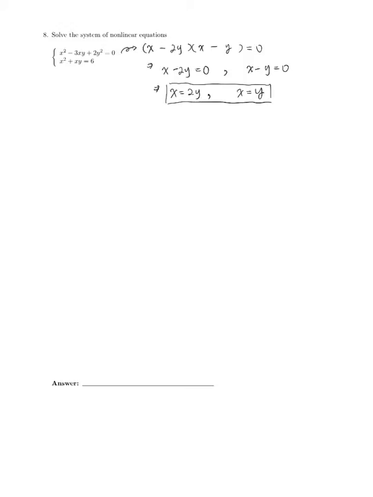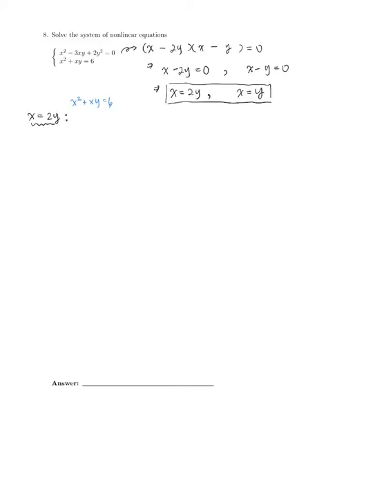All right, so now when x equals 2y, let's take care of that one. What I'm going to do is plug this into the second equation, which is x squared plus xy equals 6. So let me write it a little bit above. I'm going to use x squared plus xy equals 6.